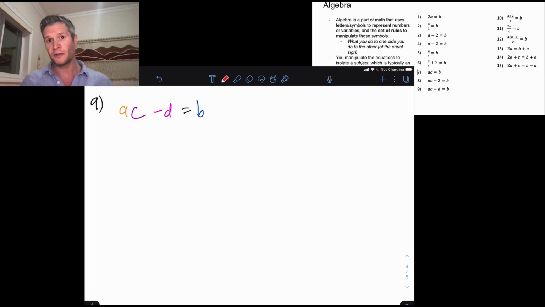Okay, same goal, same idea. But now we got two terms on the same side of the variable that we're looking for. Where do we start, right? Generally speaking, I like to start with whatever is easiest and cleanest to move over, and that's usually plus or minuses. So if we're looking at this term, we see a minus. So what do we do? We do the opposite, right? So we add D to that side and we add D to this side.